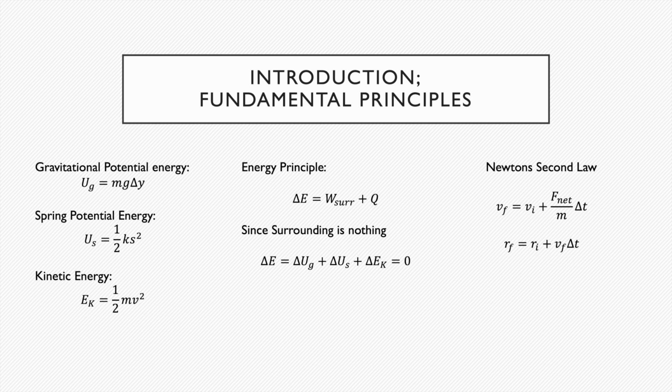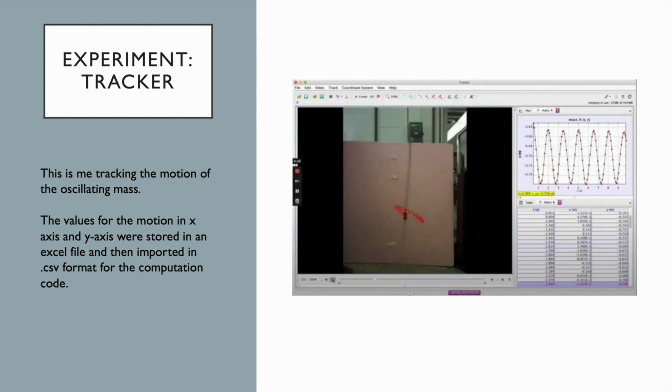The energy principle states that delta E in a system is equal to the work done by surroundings plus the energy changes. And since the surrounding here is nothing, delta E should be zero. Newton's second law includes the position update and the velocity update formulas that we'll use in the iterations.